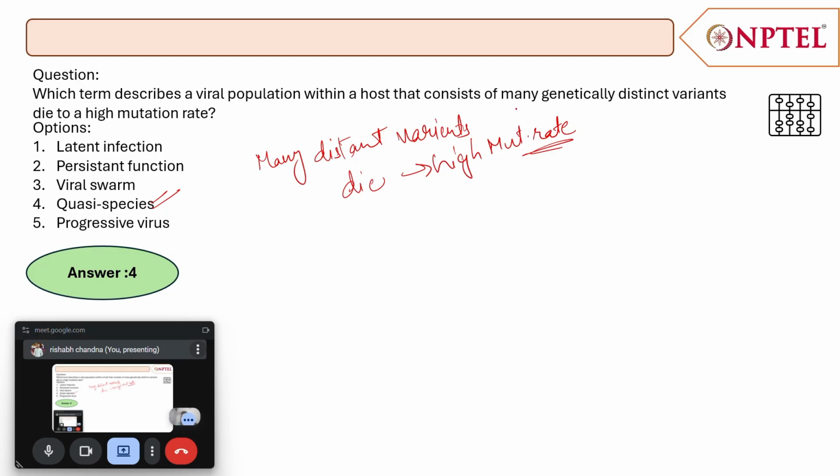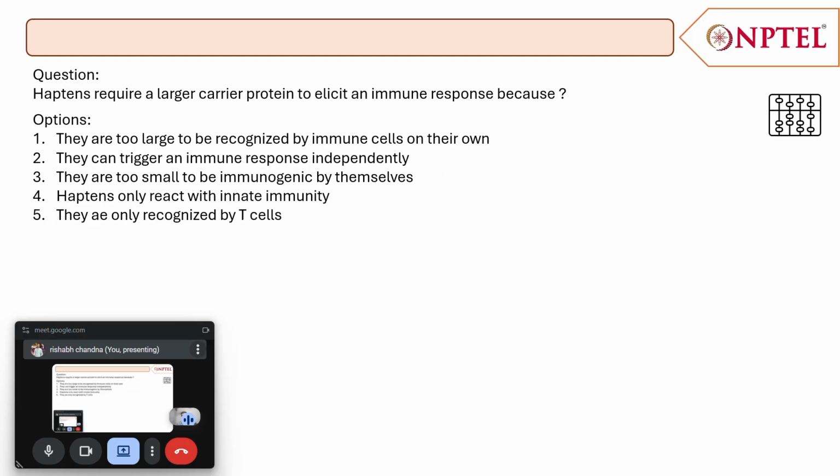Okay. Moving on to the next question: haptens require a large carrier protein to elicit an immune response because they are too large to be recognized by the immune cells on their own? No. They can trigger an immune response independently? No. They are too small to be immunogenic themselves? Yes, this is the correct answer.